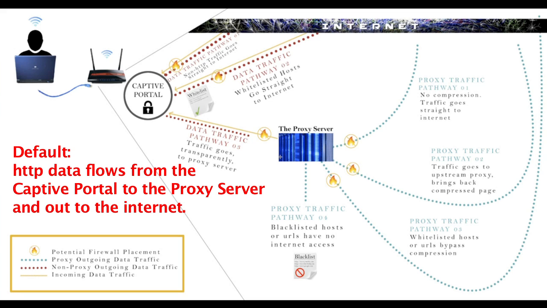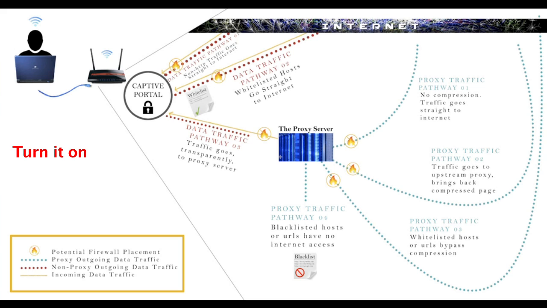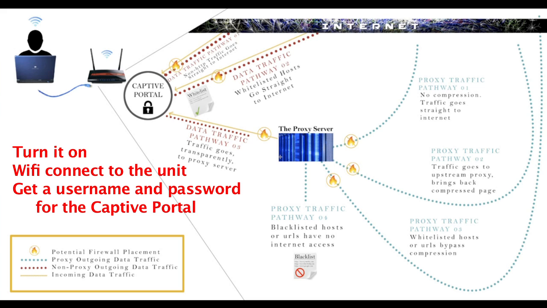That's the default configuration. And so when you turn it on, you Wi-Fi connect to the unit, you get a username and a password for the captive portal, you log in, and at that point you should have direct access to the internet and be able to use the internet. And so that functionality right there will work for 99% of the customers. Let me talk about the data flow. So the first thing is the captive portal.